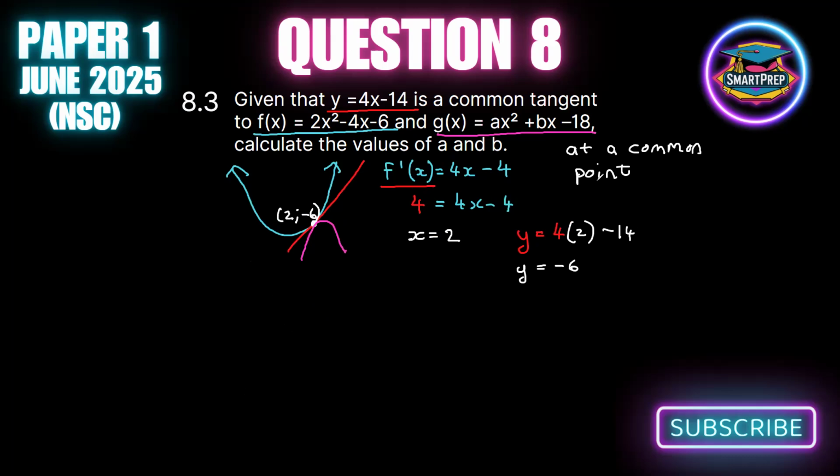Now, if it's a common point, which the question should have said, so that's what I'm saying. That's why I said this. Now we can then sub that into g of x and g dash of x in order to figure out a and b. So let's do that. Let's first sub it into g of x. So g of 2, right? Because it's got a common point. So we can put our 2 in there.